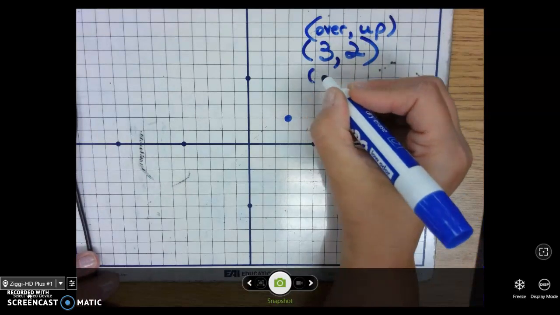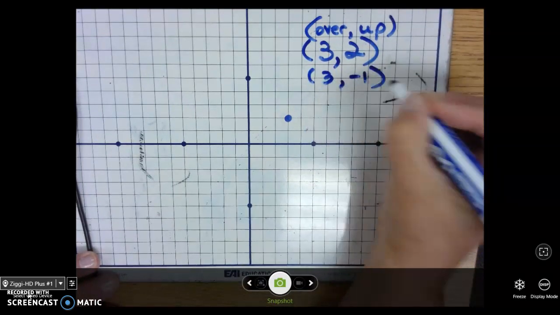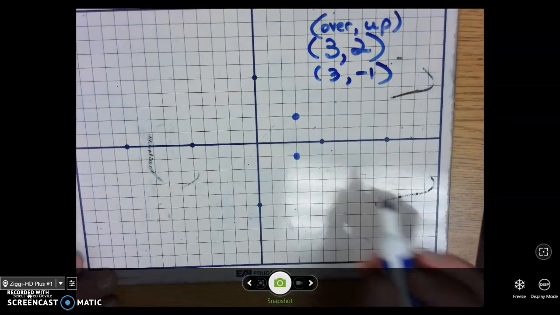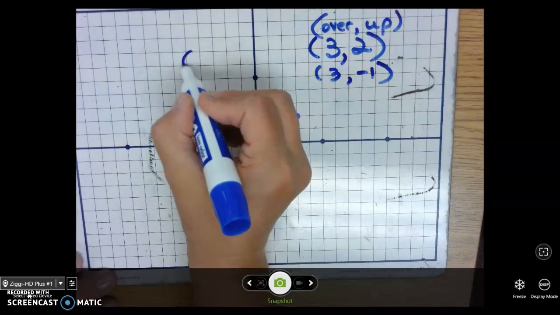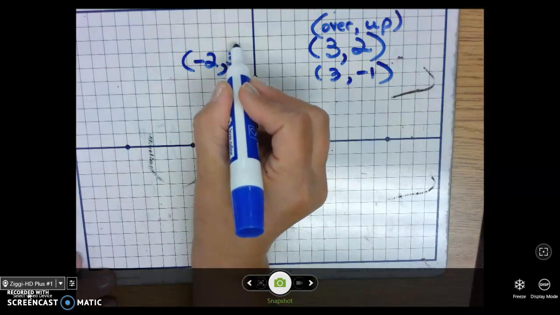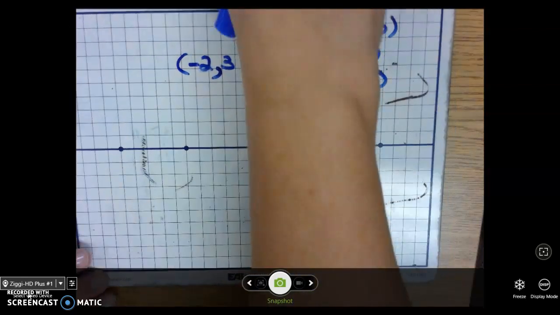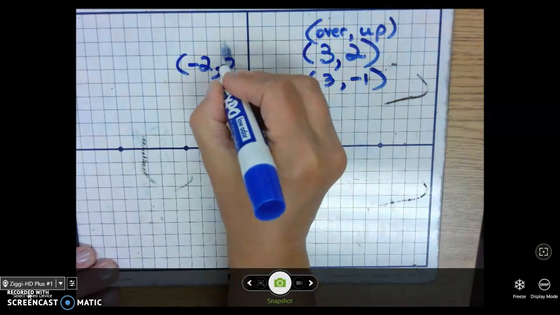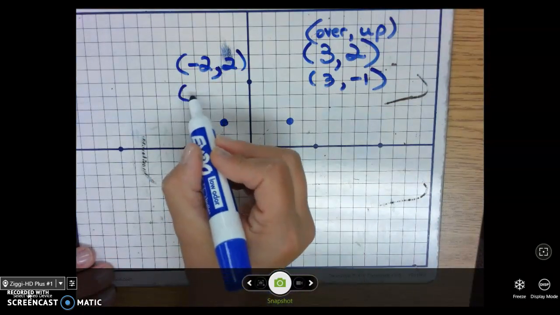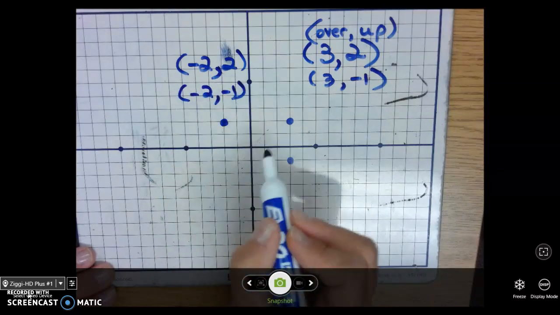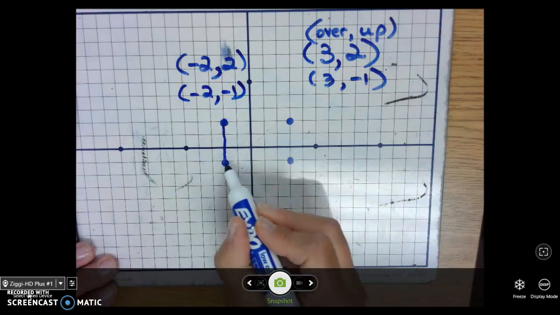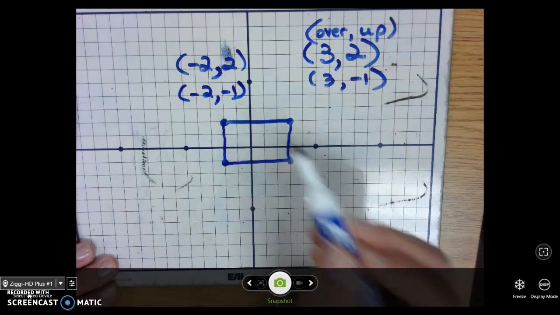If my next number was 3, -1, then I'd go to 3 and I would go down 1. Then I might have -2, 2. So I'm going to go to -2 and I'm going to go up 2. And then I might have -2, -1, which tells me I'm going to go to -2 and down 1. And I have formed a rectangle that can be connected with these 4 dots.